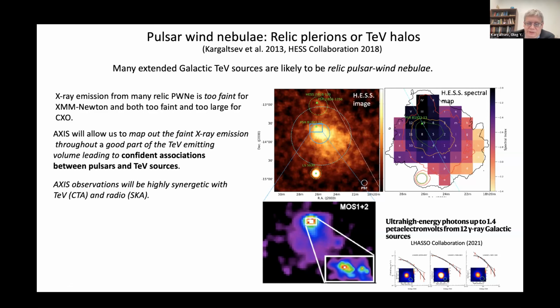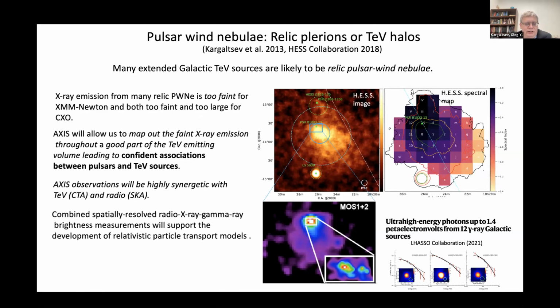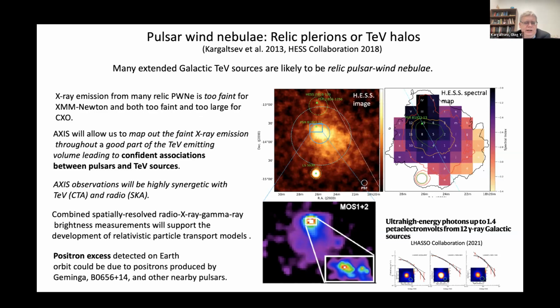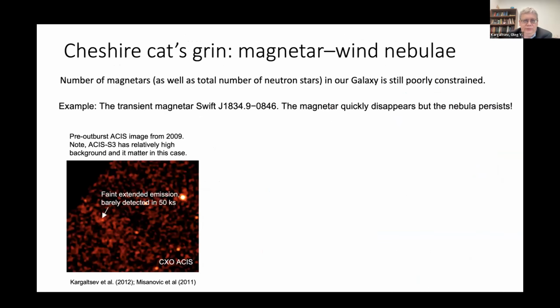Moreover, there are now deeper radio surveys that will hopefully discover these relativistic electrons in radio. And so to connect radio and TeV, from CTA and SKA for example, X's would be a very useful bridge between those. That's going to answer interesting questions about particle transport, such as the positron excess that is observed near the Earth and so on.